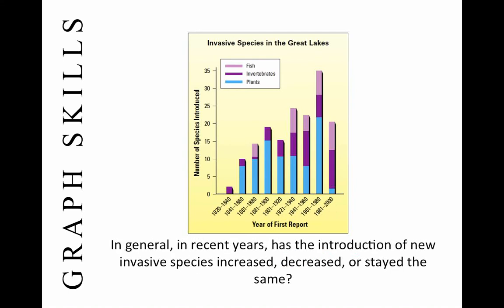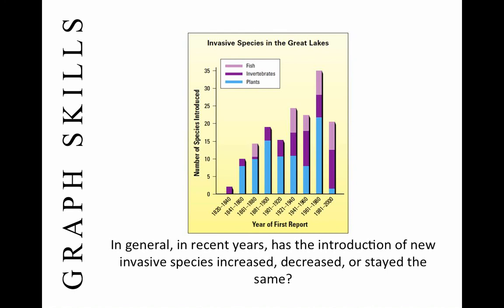Let's do one more. In general, in recent years, has the introduction of new invasive species increased, decreased, or stayed the same? So whereas the last question asked about plants, this one is asking about all types of invasive species. Take a minute and try and answer this question. You can pause the video if you'd like. Did you figure it out? I hope so. If not, let me show you how I would answer this question.